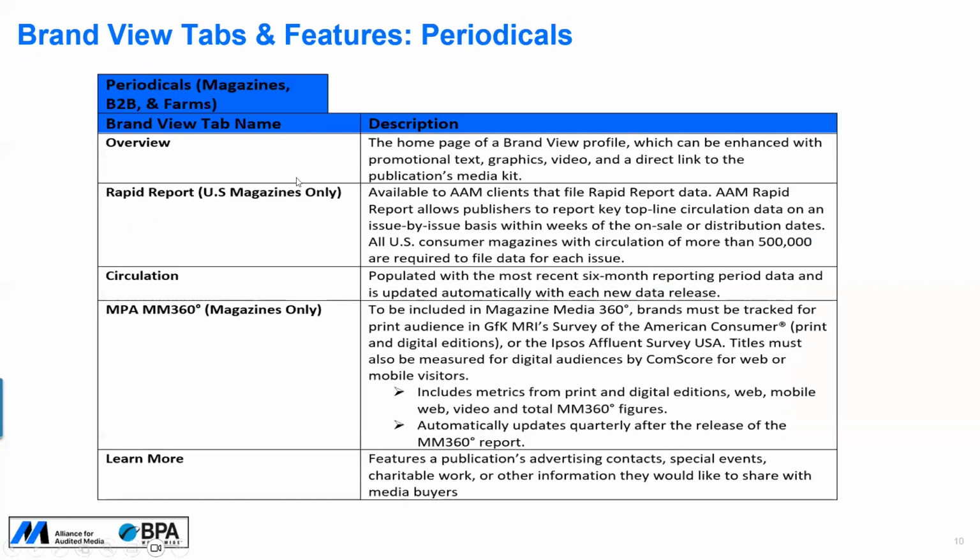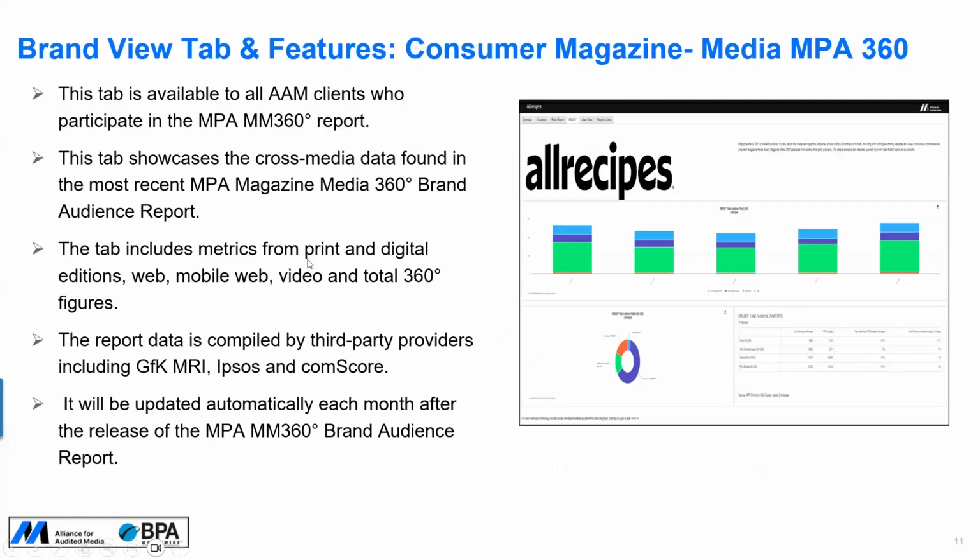For periodicals, you'll have the overview tab, circulation tab, and Learn More tab. But what's also unique for consumer magazines is a tab called Rapid Report. This tab is available for publications that have circulation of 500,000 and greater. There's a report to fill out based off of their issue by issue, and it's called Rapid Report. Then we also have consumer magazines that are part of the MM360 program, and we have that tab available too. So if a publication is part of that MM360, we do have that available as a separate tab in the BrandView profile.